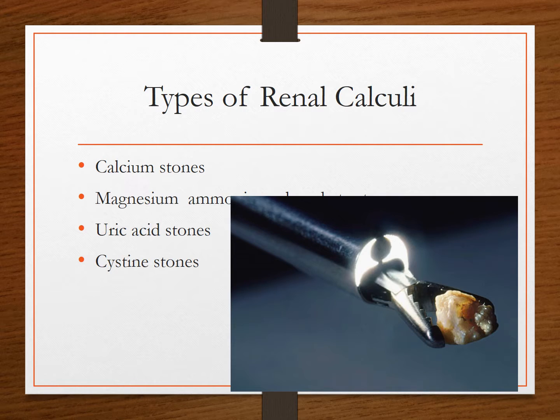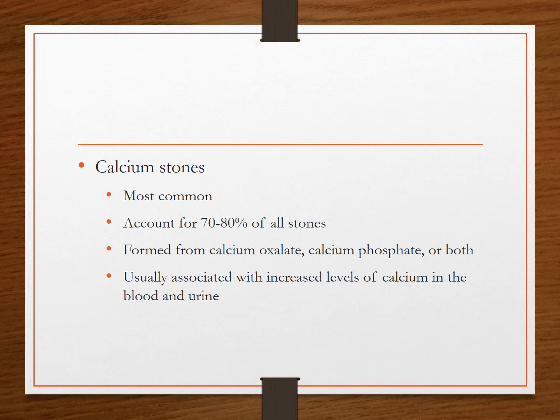There are 4 types of renal calculi or kidney stones. That's a pretty big one there in the picture. Calcium stones, magnesium ammonium stones, which is cut off there by my picture. I didn't realize that. Those are also referred to as struvite stones, then uric acid stones, and cysteine stones. Calcium stones are your most common. They account for about 70 to 80%.